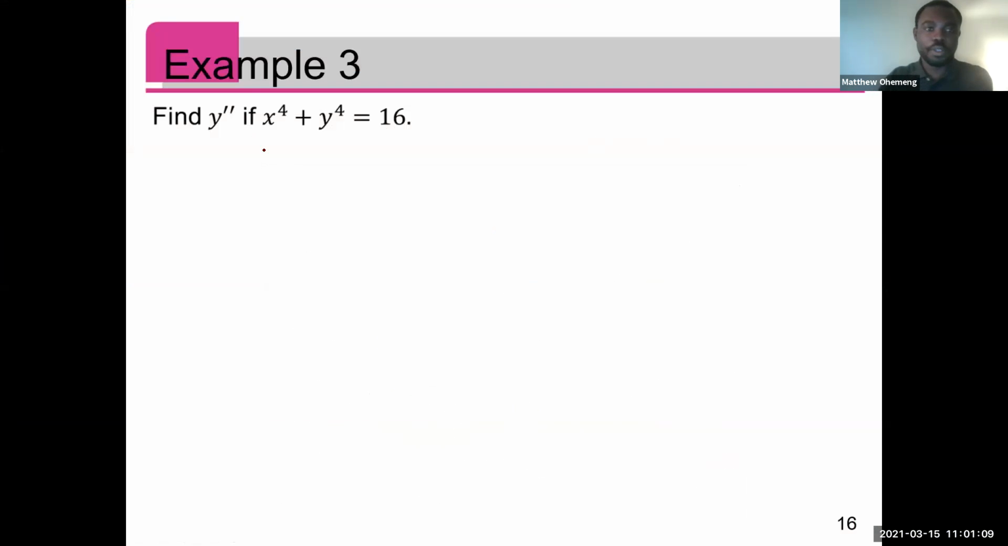So for example 3, we have an implicit equation, right? You have x to the power 4 plus y to the power 4 equal to 16. And the question is asking us to find the second derivative, or y prime prime, right? To obtain the second derivative, we know we have to go through the first derivative and then get to the second derivative. So let's first find y prime, the first derivative, and then from there we can find the second derivative.